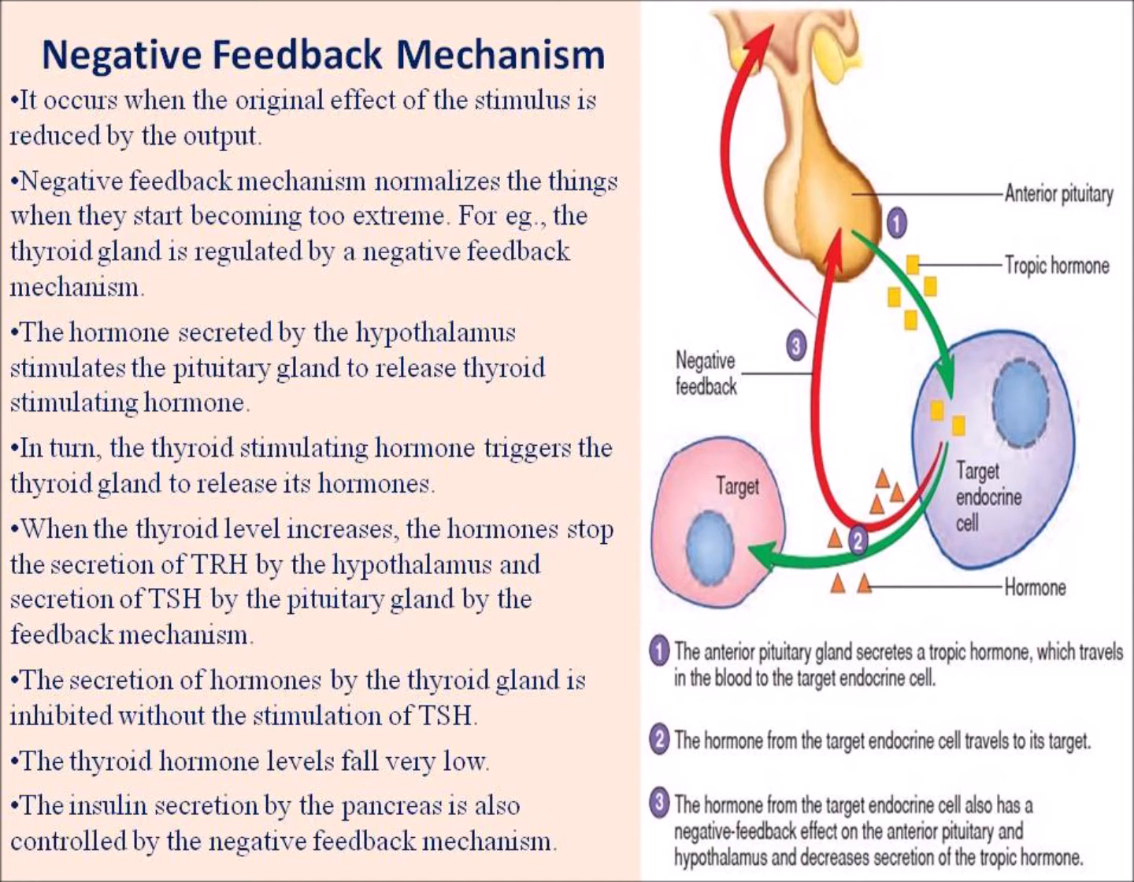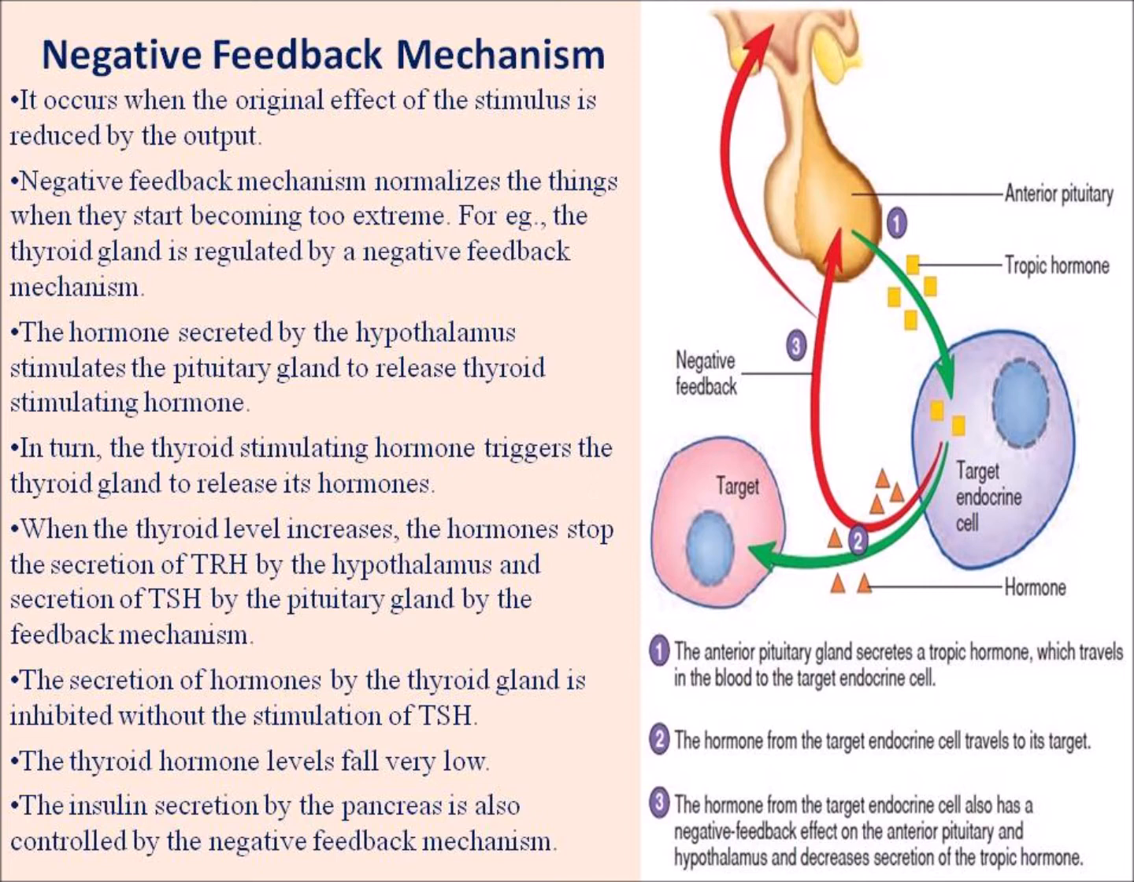For example, the thyroid gland is regulated by a negative feedback mechanism. Hormone secreted by the hypothalamus stimulates the pituitary gland to release thyroid stimulating hormone. In turn, the thyroid stimulating hormone triggers the thyroid gland to release its hormone. That is shown by the green arrow in the figure.